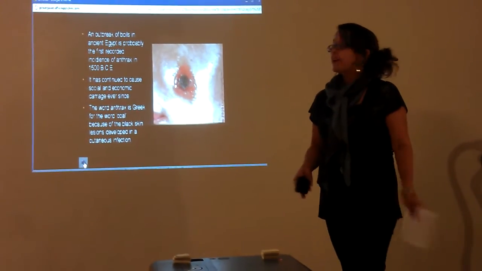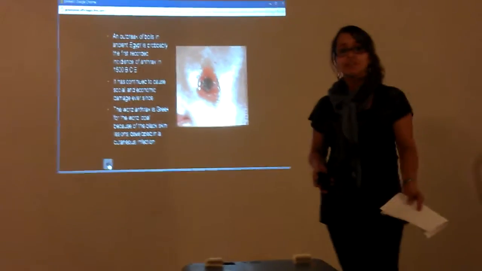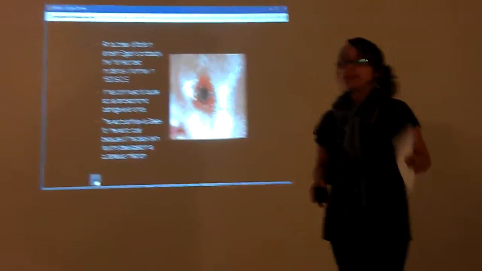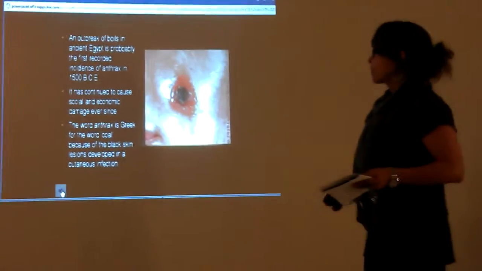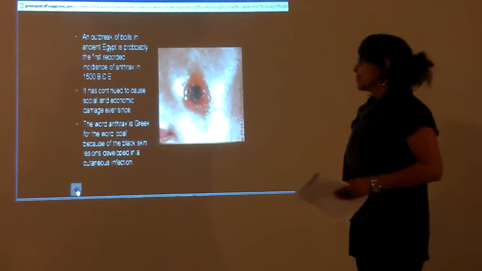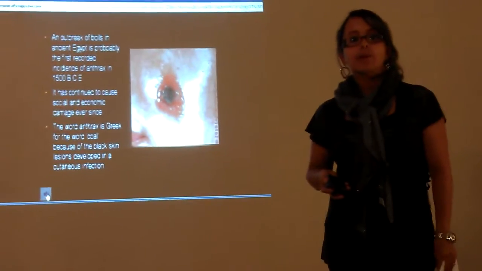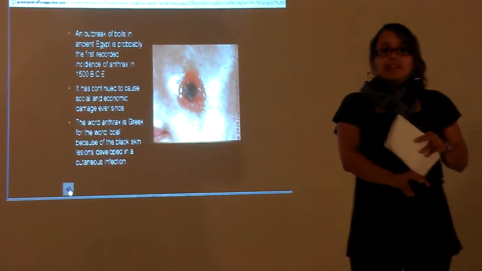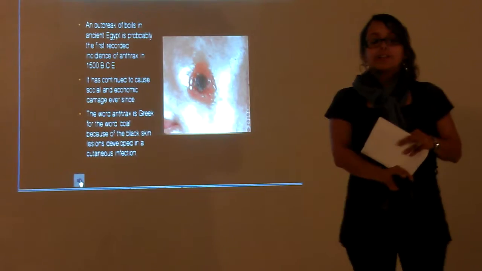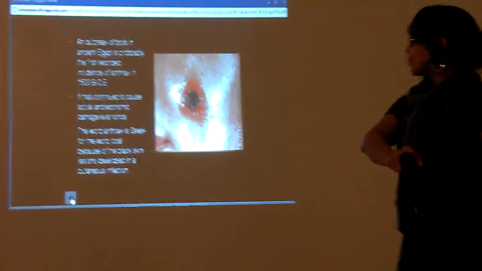We know that anthrax was first reported in 1500 before Christ in Egypt, and ever since it has continued to cause social and economic damage. Anthrax actually comes from the Greek word that means coal, due to the lesion that it develops in a cutaneous infection, which is black necrosis. We will see that in further pictures.